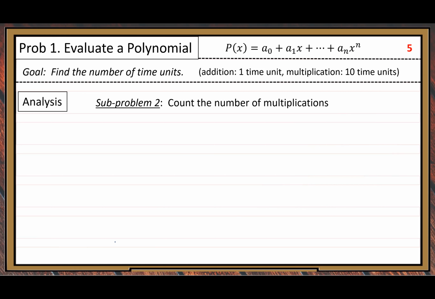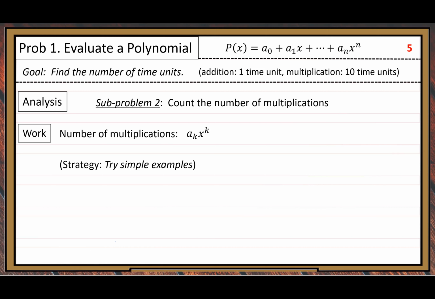Now we need to get back to our previous question: count the number of multiplications for this typical term. How many? What is that multiplication number? Can you see it quickly? If not, let me introduce another simple way to find the answer quickly. The strategy: try simpler examples.